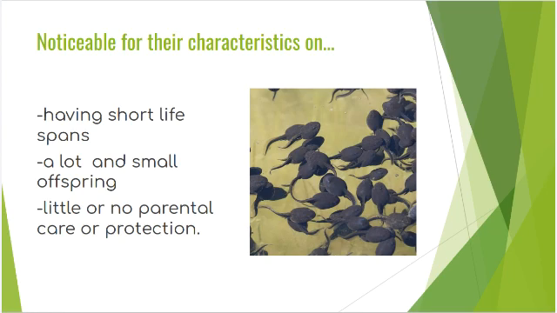Now, these examples are noticeable for their characteristics of having a short lifespan or reaching maturity in just a short time. Most of them give birth to offspring of a very small size, but despite having small size, they could also give birth to a large number of offspring. These offspring, even though they are little, need little or no parental care or protection. They could always thrive and they could always reach maturity with little to no care from parents.